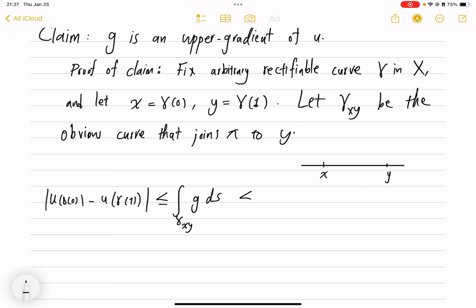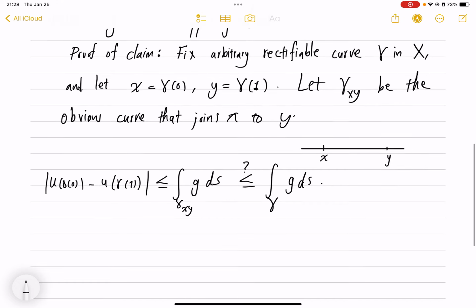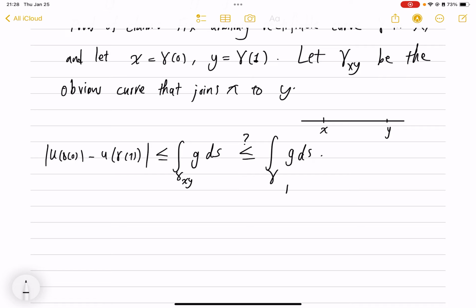But then here comes a claim that I will not prove: this is less than or equal to integrating g over the longer curve gamma. There are two ways of doing this. Either you prove that there is a subpath, modulo some reparameterization and cutting and gluing of the domain of definition, of gamma which agrees with gamma_xy, so that this inequality holds because you're integrating over a part of a curve. Or the other one that I like better: there is an equivalent definition from the area formula that integrating a function along a curve is the same as integrating over the image of the curve.